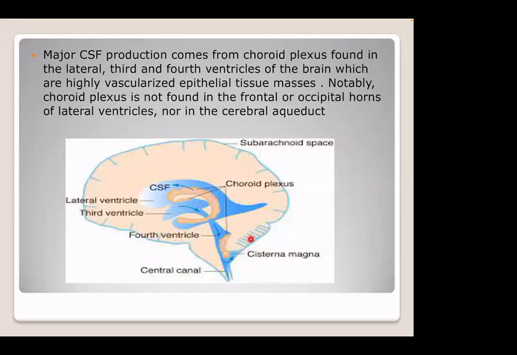Major CSF production coming from the choroid plexus found in the lateral ventricle and third and fourth ventricle of the brain, which are highly vascularized epithelial tissue masses. Notably, choroid plexus is not found in the frontal or occipital horn of the lateral ventricle, nor in the cerebral aqueduct, but it's present in the body and third and fourth ventricle.